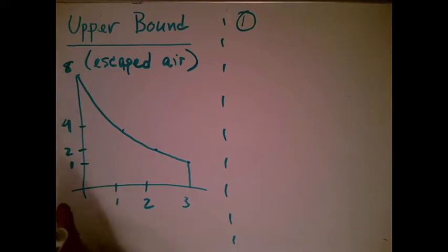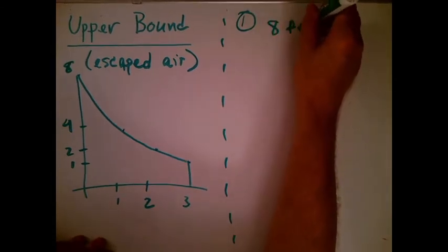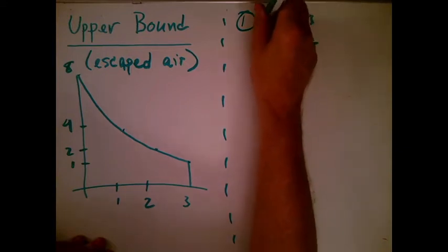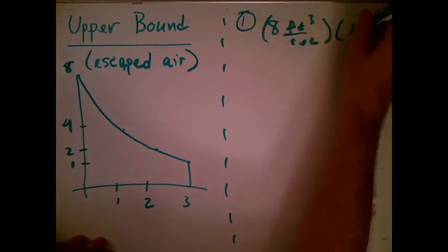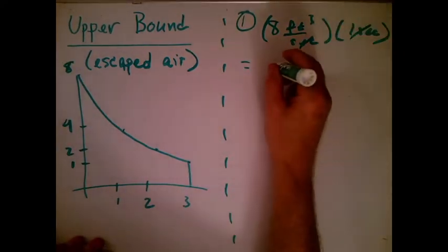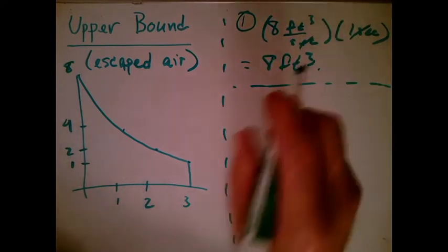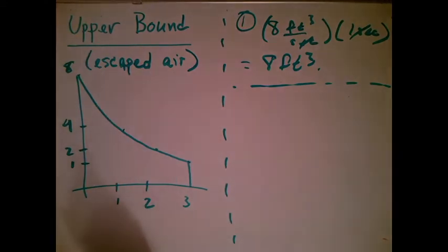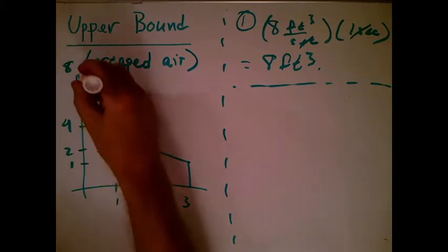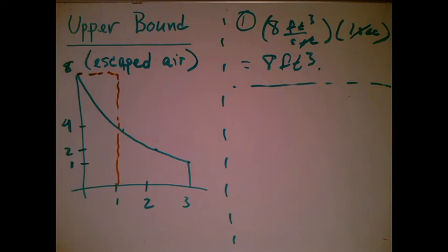Now, if I want to find an upper bound for the amount of escaped air just during the first second, I can still use the 8, right? So that's still going to be 8 cubic feet per second, but now I'm only doing it for that first second. Seconds still cancel, and I get 8 cubic feet. Now, what is that 8 cubic feet? 8 cubic feet is guaranteed to be bigger than the amount of escaped air during that first second. By the way, that's also the area of this rectangle, which you can see is also bigger than the area under the rate graph.